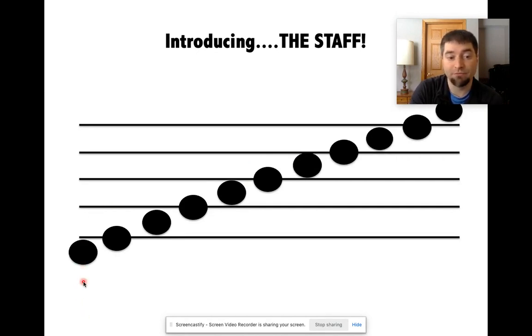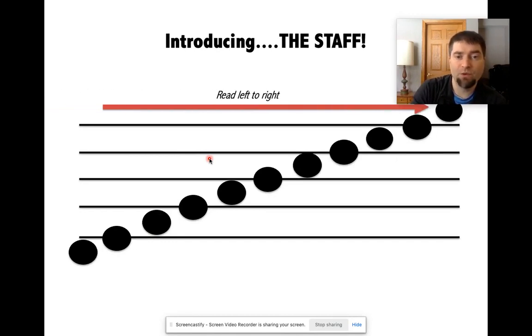There's a way to show more that go below. They don't have full lines, but we can write kind of short lines. They're called ledger lines, below and above, to go higher and lower than this. But we're really just focusing on this part of the music staff for right now.